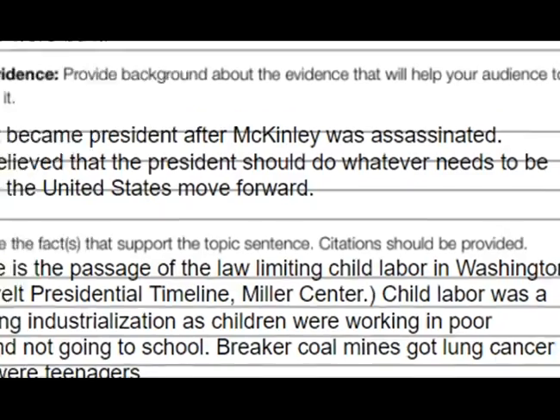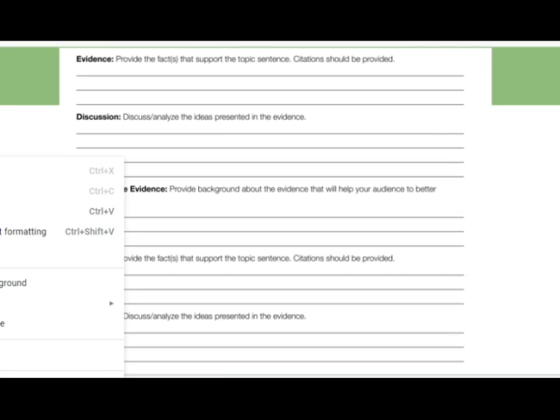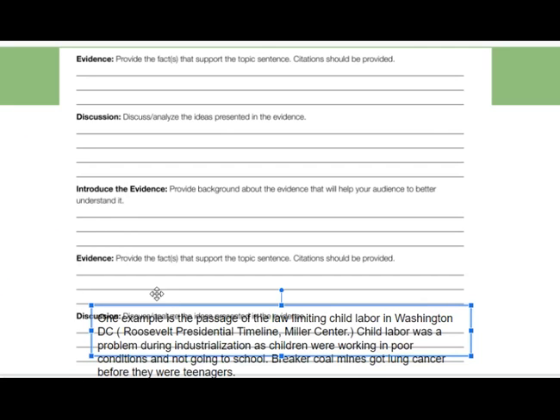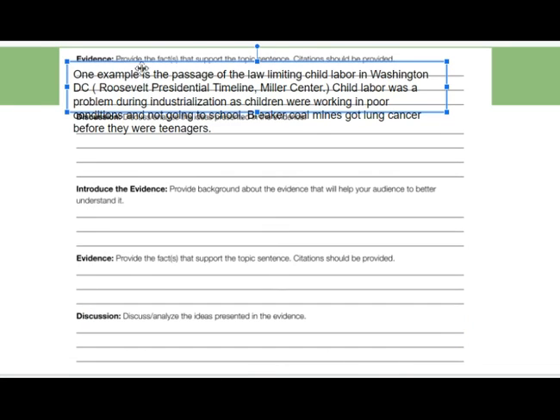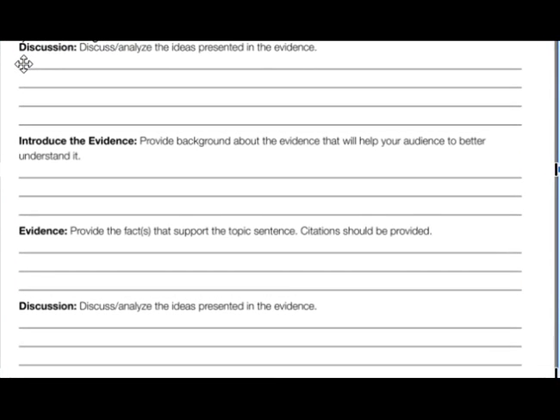You need to analyze the ideas presented in the evidence. Now, I started analyzing here, but when you're going to discuss it, you're going to analyze it. So let's take a look at this evidence here. Let's move it up here where it belongs. This is where it is. We're going to keep going on the organizer. Now we're going to analyze the ideas presented in the evidence, right? Which we started to do.